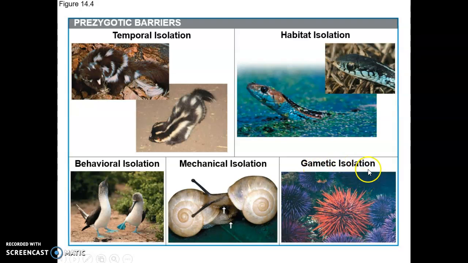So there's gametic isolation. There might be an example where there are two closely related species that actually have intercourse, and sperm is introduced into the female. So they have sex, they mate, but the gametes still will not fuse with each other to form a zygote. Okay, so all of these are pre-zygotic barriers. Reproductive barriers that prevent the zygote from forming, even if the gametes come into contact with each other.